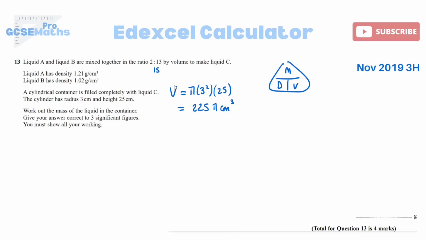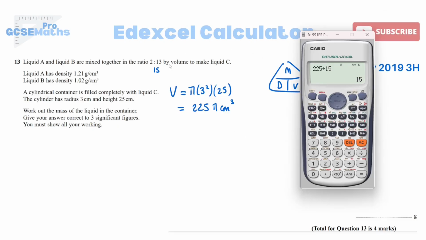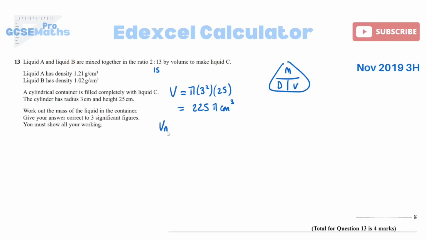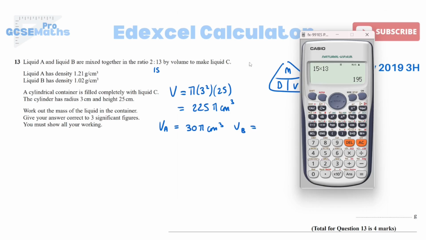So what I might actually do is just divide 225 by 15 and leave the pi, which gives me 15. So for each part of my ratio, it's 15. So obviously for liquid A, that would be times by 2. So that's 30 and then still pi. So the volume of A is 30 pi. And then the volume of B is 15 times by the 13 side, which is 195 pi.